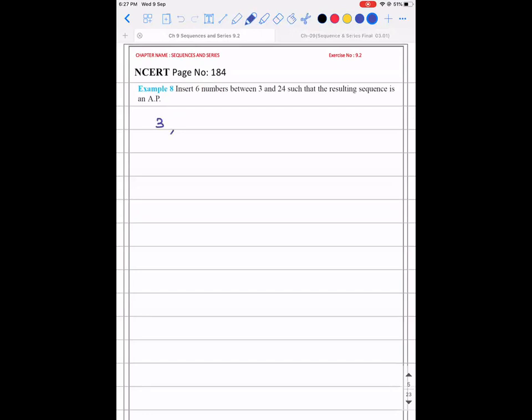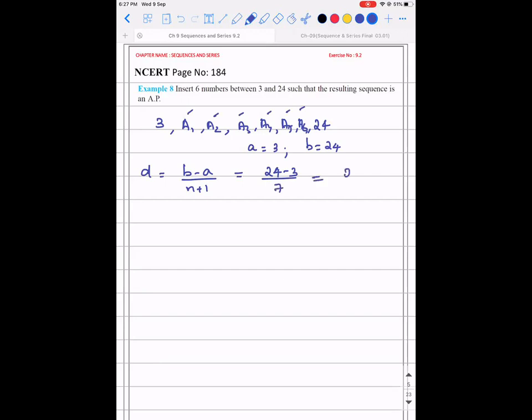So 3 and 24. In between you have A1, A2, A3, A4, A5, A6. Yesterday I told you a formula, right? Common difference is equal to B minus A divided by n plus 1. So A is 3, B is 24. So B minus A divided by n plus 1 is 24 minus 3 divided by, how many terms are expected? 1, 2, 3, 4, 5, 6. So 7. So common difference is 3.